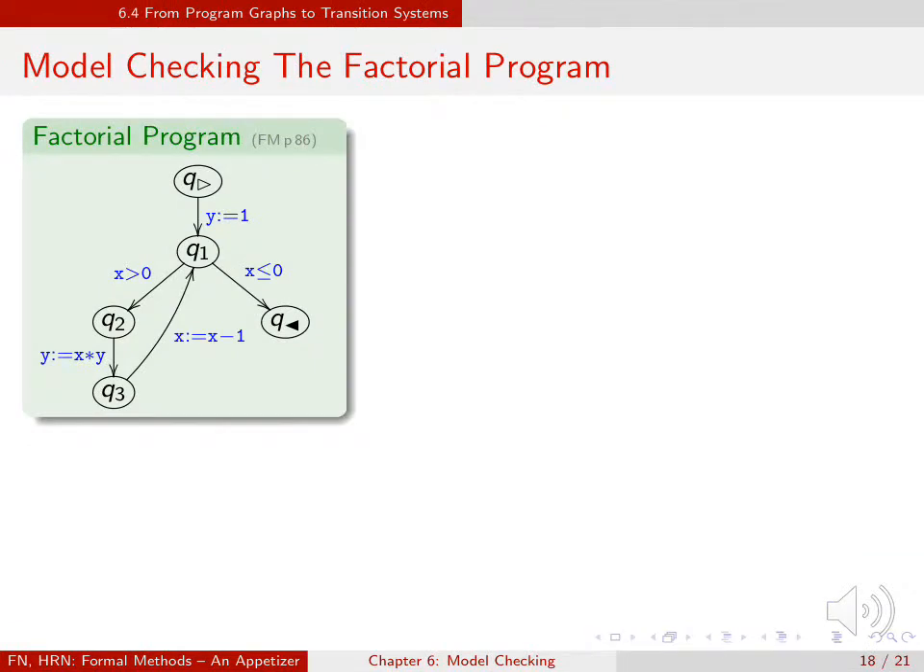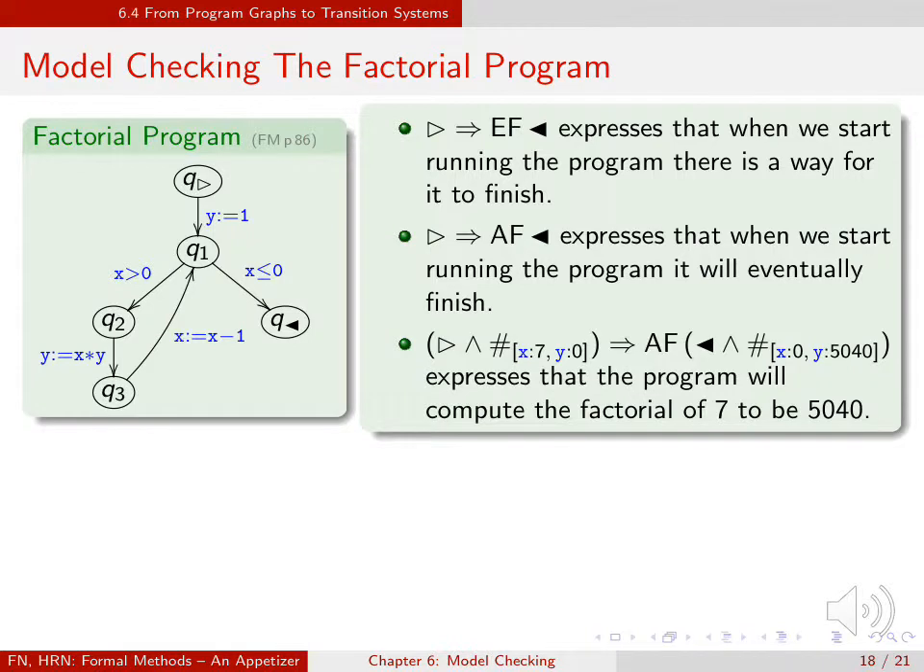Let us try it out on the factorial program that we have listed here and look at some properties we can express in the logic. The first formula says, when you are at the initial node, it is possible to go to the final node. That is clearly true for this program. The second formula says, when you are at the initial node, regardless of how you execute the program, you will end up at the final node. That is also true for this program.